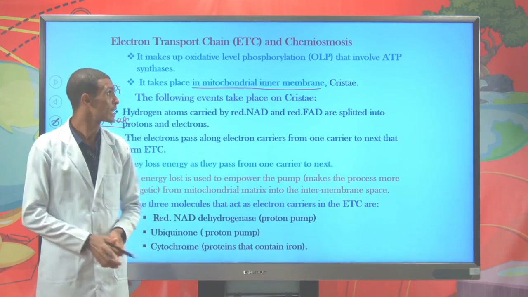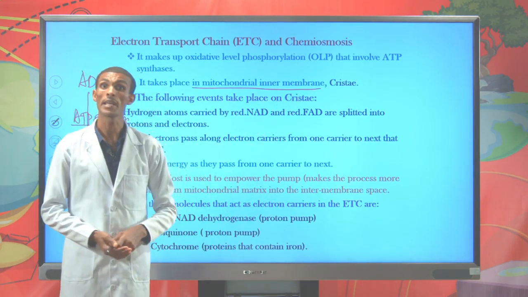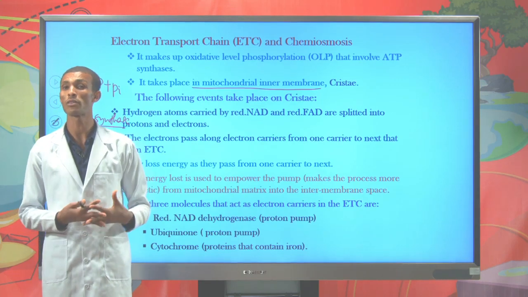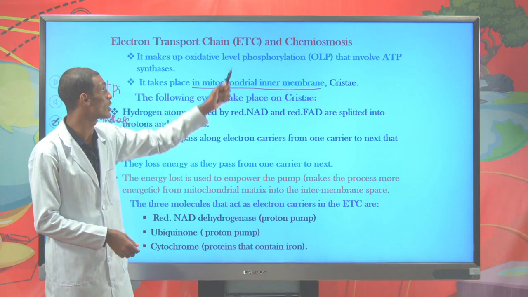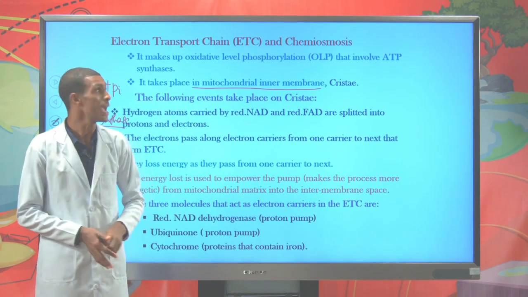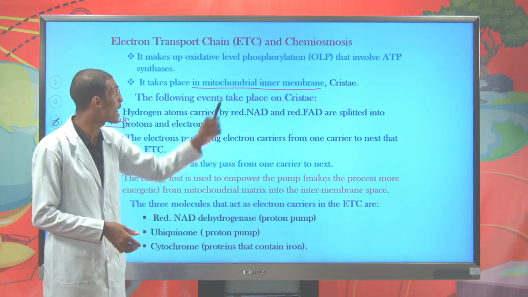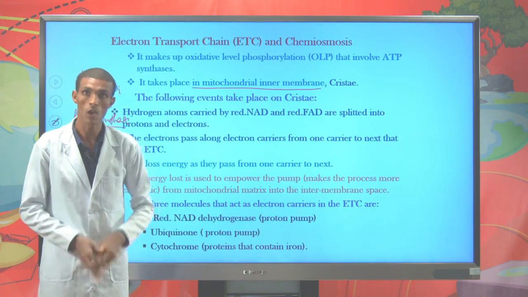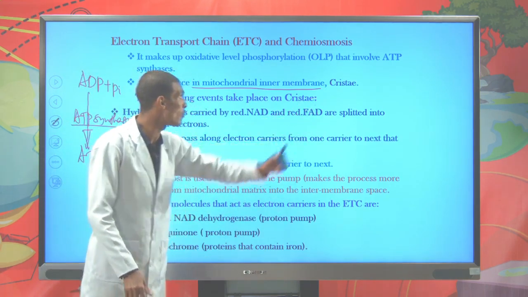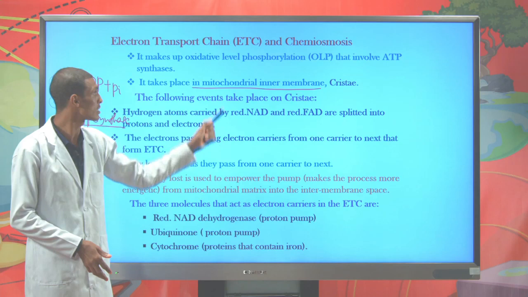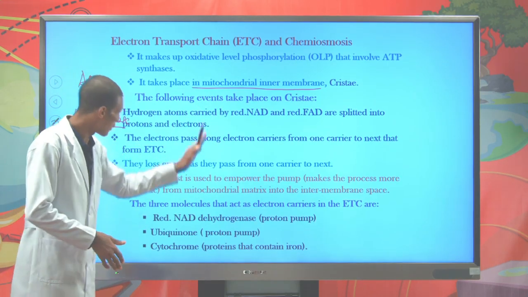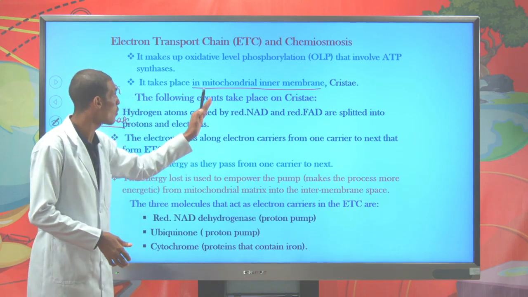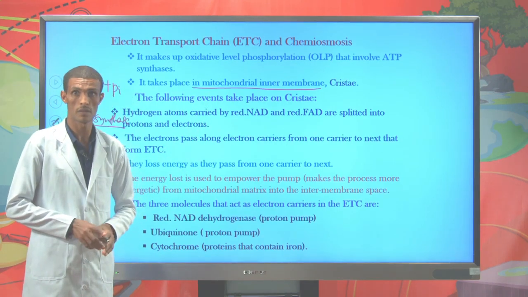Very good. Cristae are very important in increasing the surface area of the mitochondrial inner membrane to produce a great deal of ATP during this process. A great deal of ATP is produced by oxidative phosphorylation because of the surface area of the cristae. The following reactions take place over the surface of the cristae.